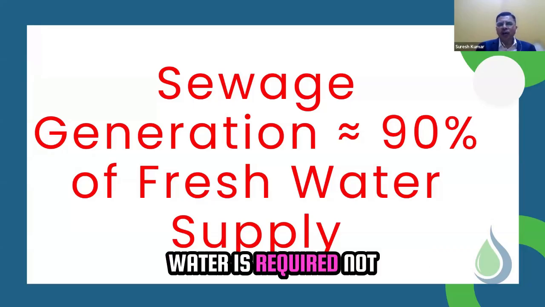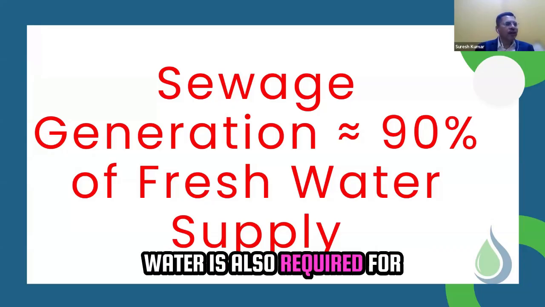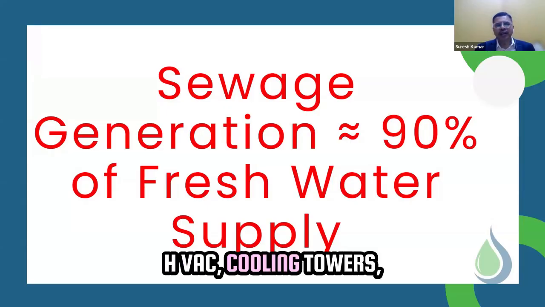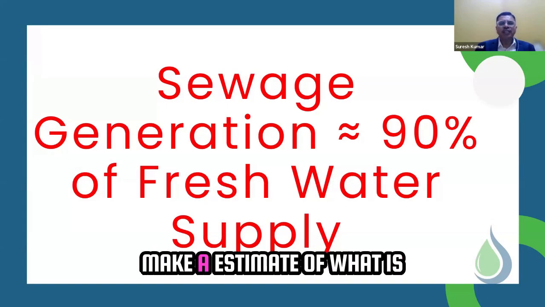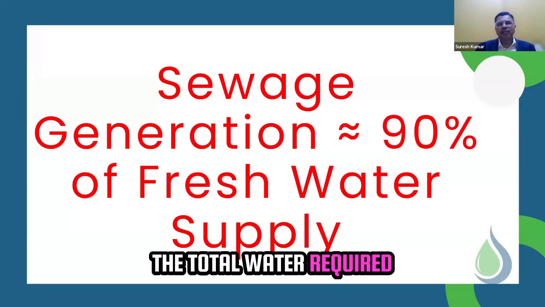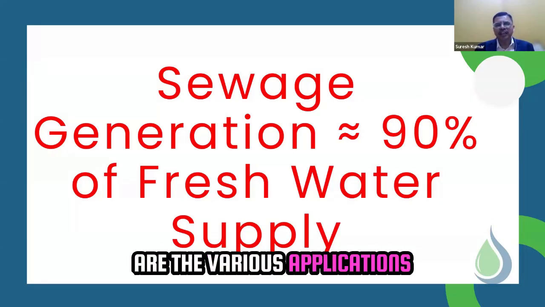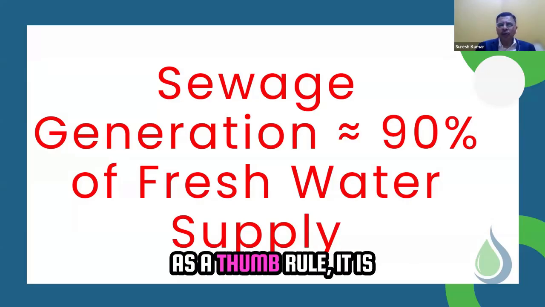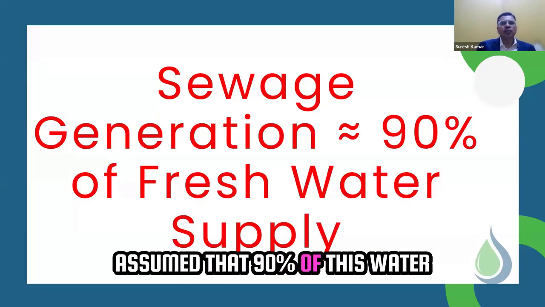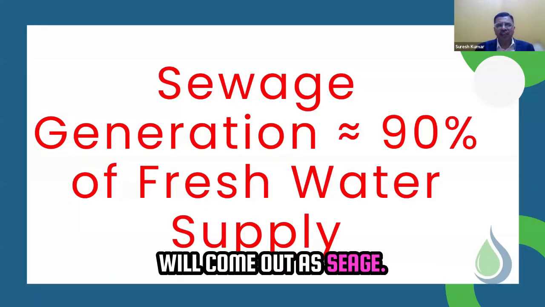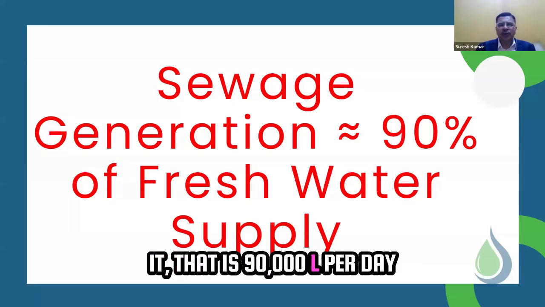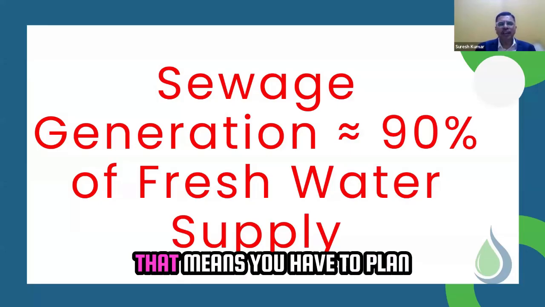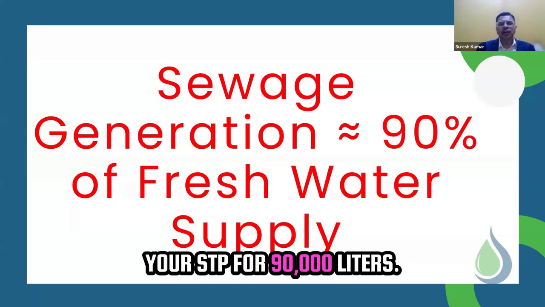Water is required not only for flushing. Water is also required for HVAC, cooling towers, all these things. So a project report will estimate the total water required for this project and the various applications. As a thumb rule, it is assumed that 90% of this water will come out as sewage. If a project uses 100 KL of water per day, 90% of it, that is 90,000 liters per day, would come into the STP. That means you have to plan your STP for 90,000 liters.